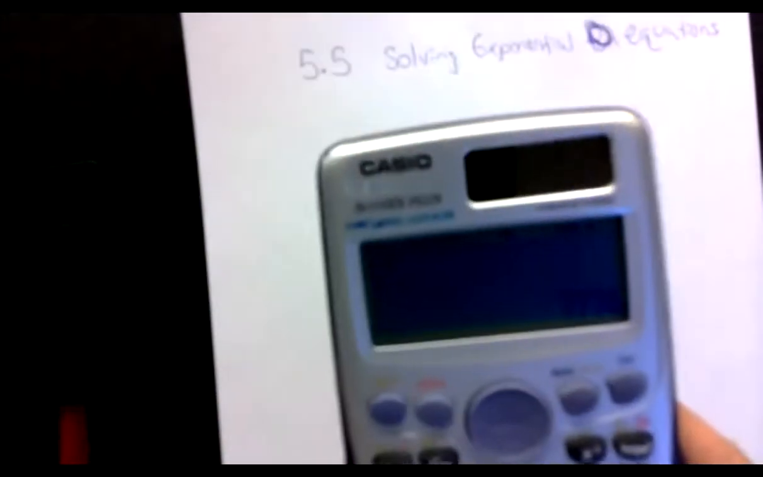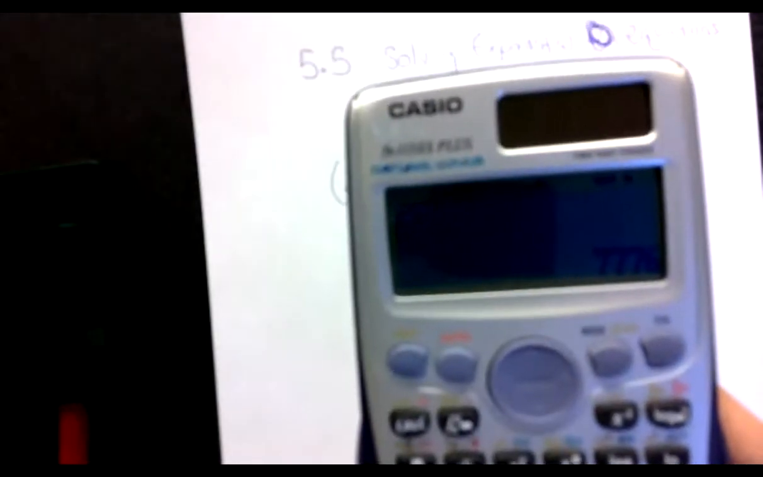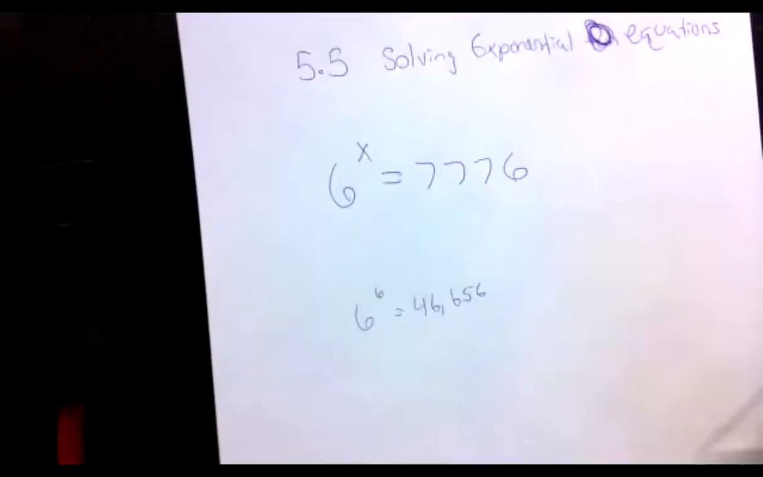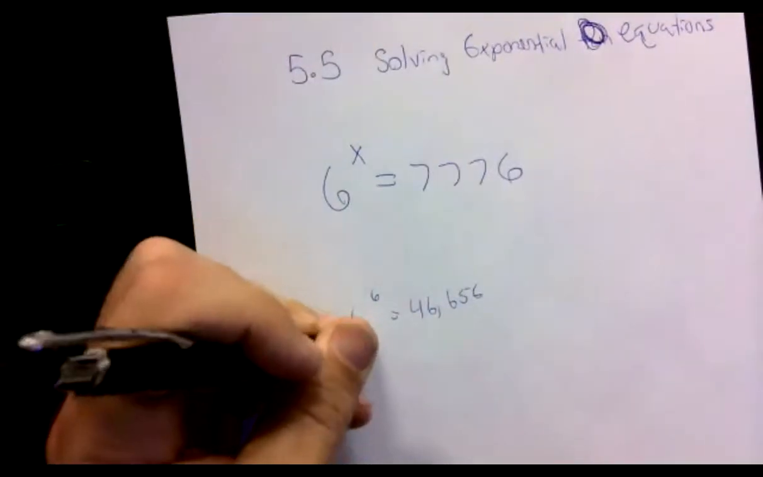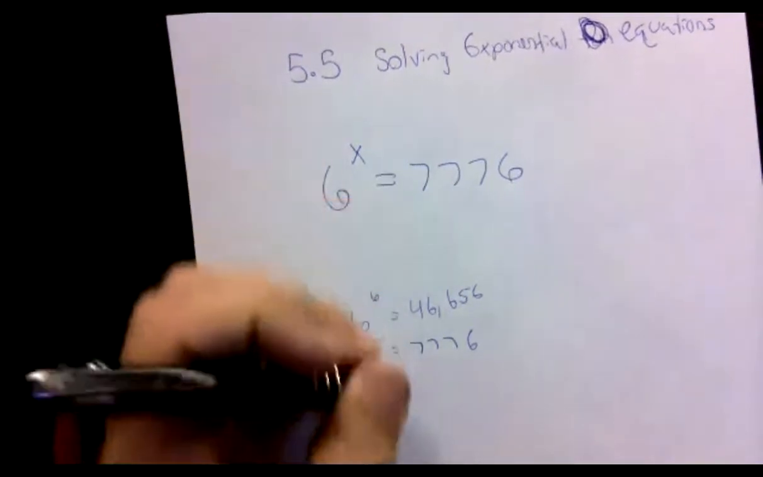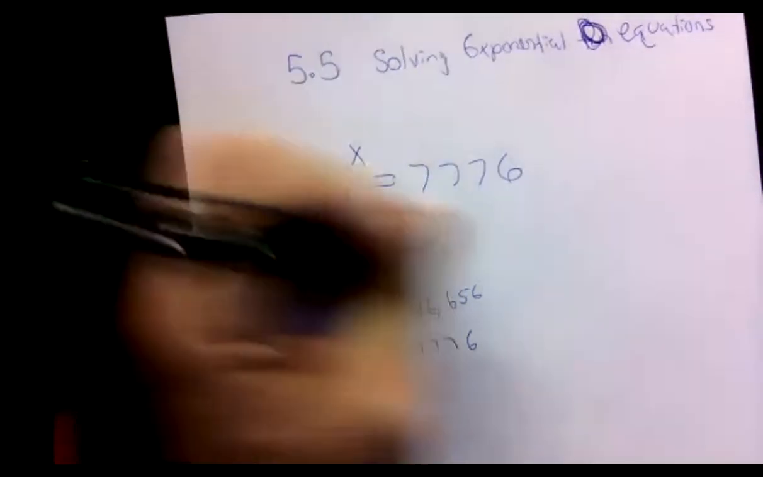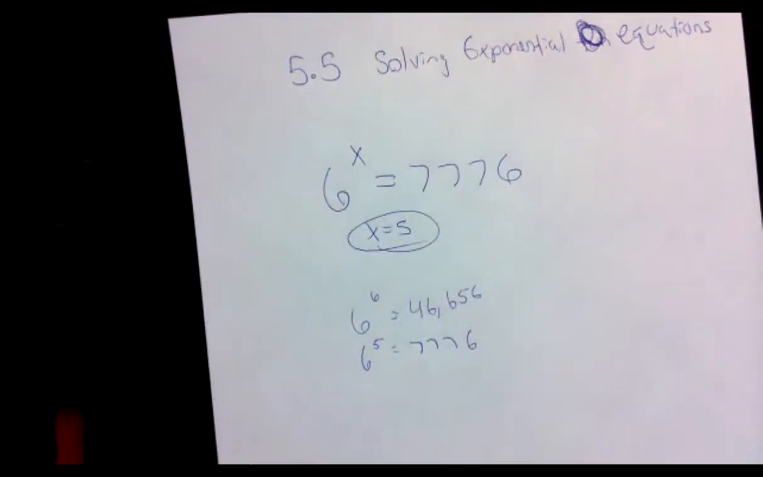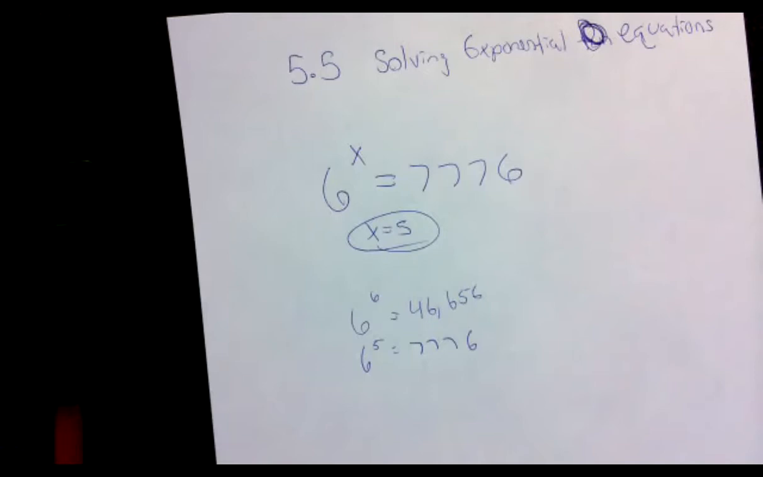But if we try 6 to the 5th power, there we are. 6 to the 5th power is 7,776. So in this case, x has to be 5. Now, that's all well and good if you get a pretty little whole number answer. Most of the problems do not. So there is a much better algebraic method for solving. Guess and check is a method. It is by far not the best.